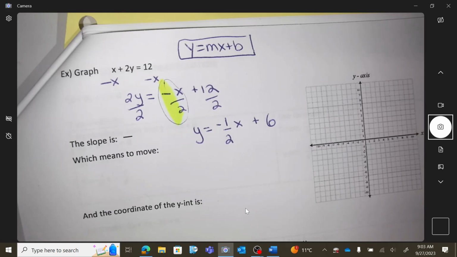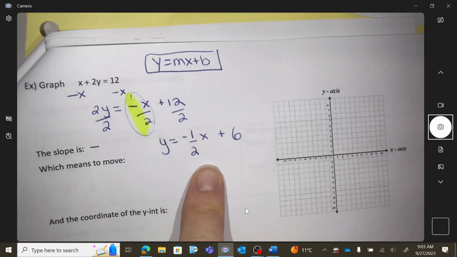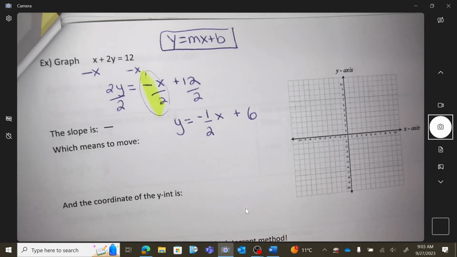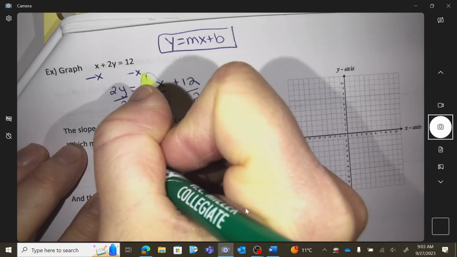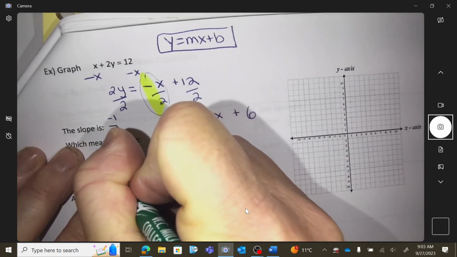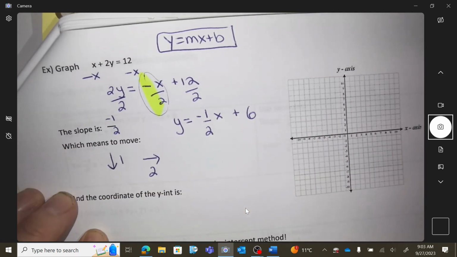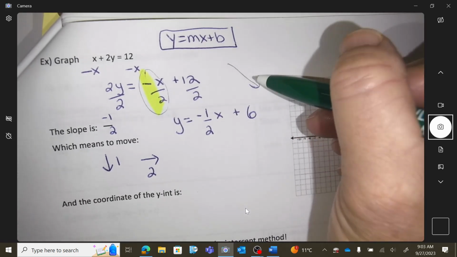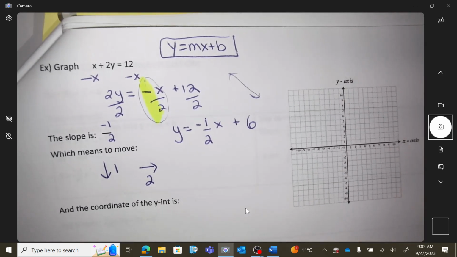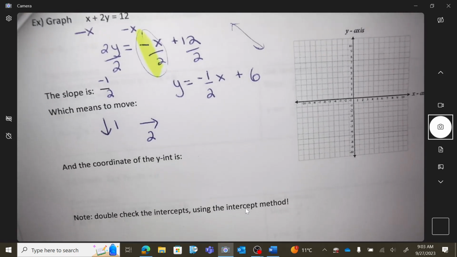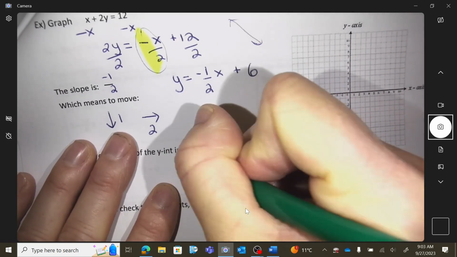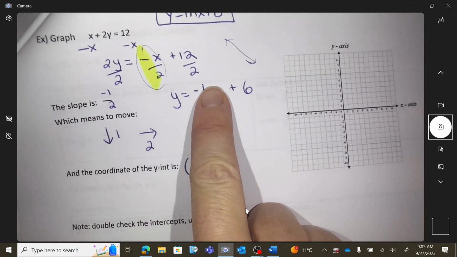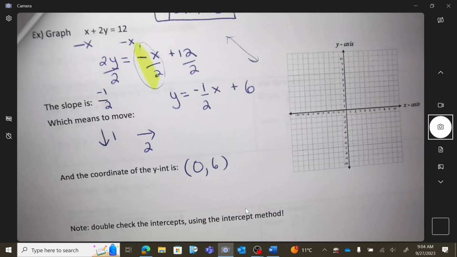So now, look at that. It matches this nicely, so I can see my parts. The slope is negative 1 over 2. That means I'm going to move down 1 and go right 2. If a slope is negative, remember your line is instantly going to look like it's sliding down a hill. And the y-intercept is 0, 6. So if there was no x, 0x, there would be a 6.